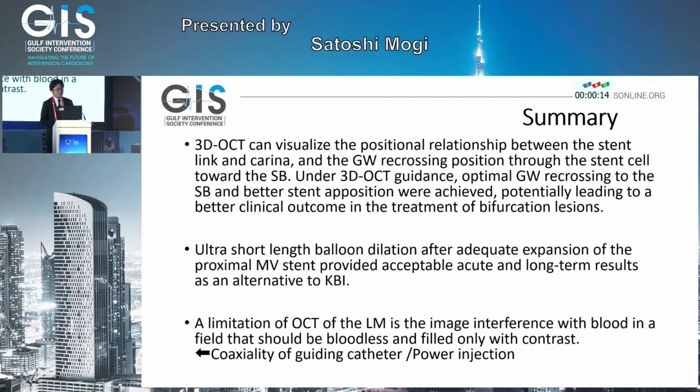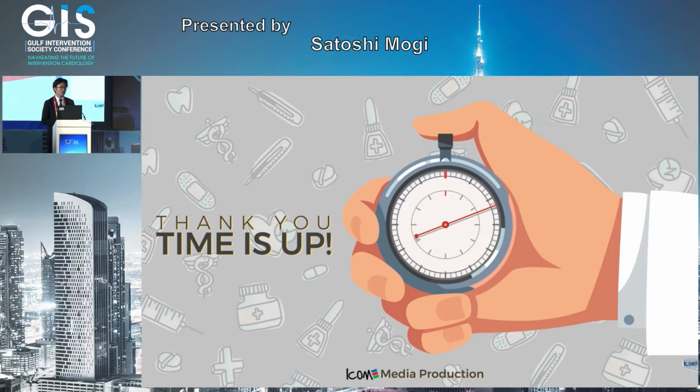Ultra-short length balloon dilatation after adequate expansion of the proximal main branch stent provided acceptable acute and long-term results as an alternative to kissing balloon inflation. Of course, a limitation of OCT in the left main is image interference with blood. Thank you for your attention.